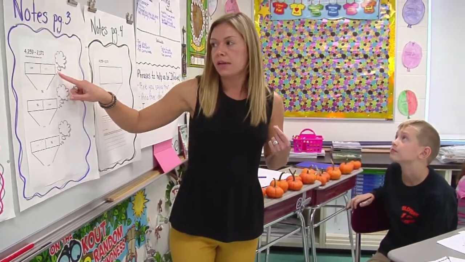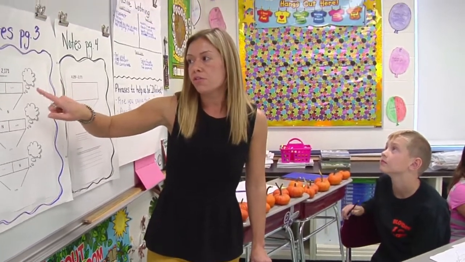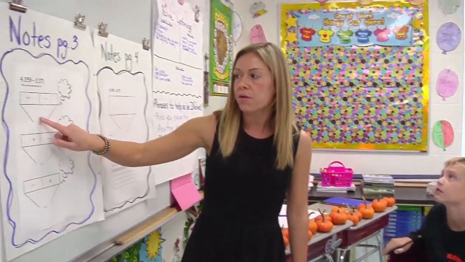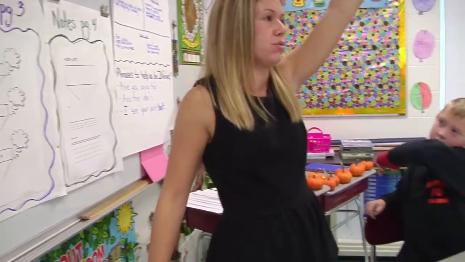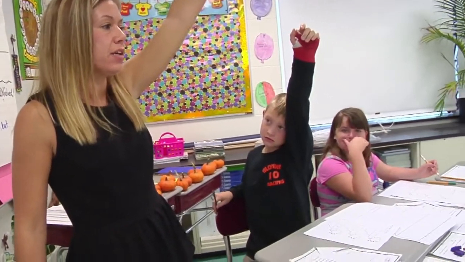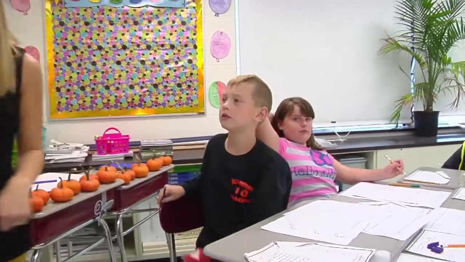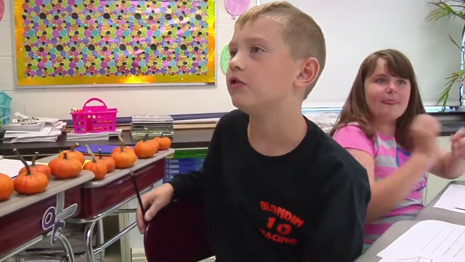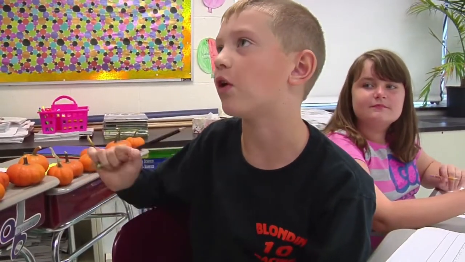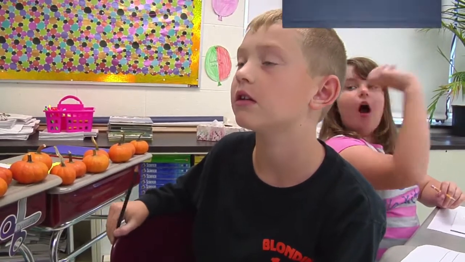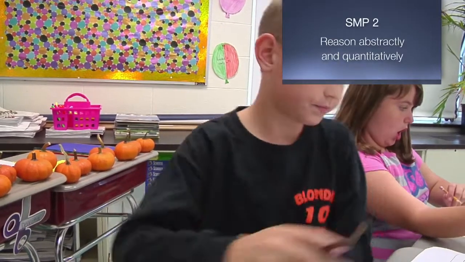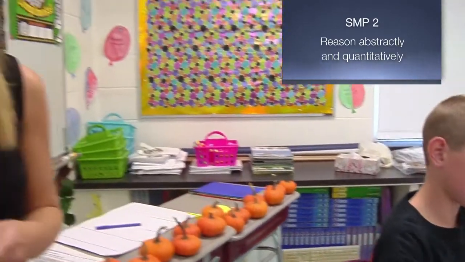This first one right here, where it says 4,259, 2,171, and n is here, can someone raise your hand and tell me, what is that saying to you? Ryan, what does that one say to you? It's saying that you need to add them two to find out the whole. Okay, and is that what I'm asking you to do in this problem? No. It says 4,259 minus 2,171. Okay, so I'm going to cross this one out. It cannot be that one because that one's modeling addition, okay?